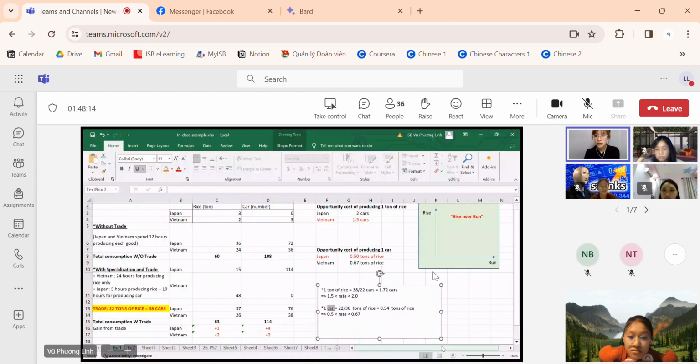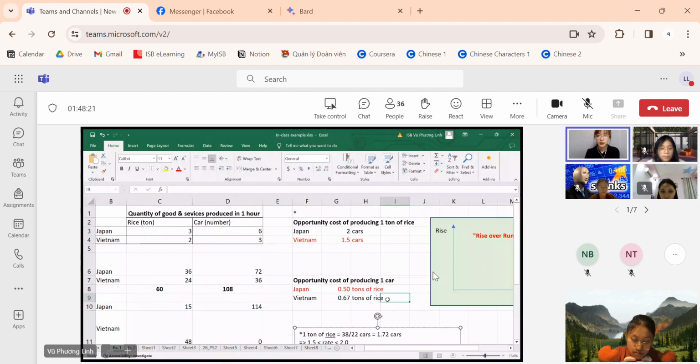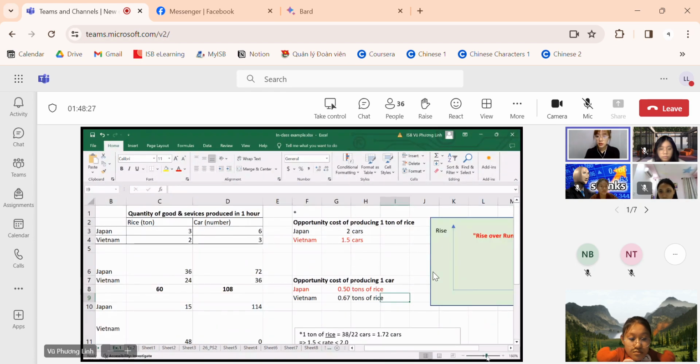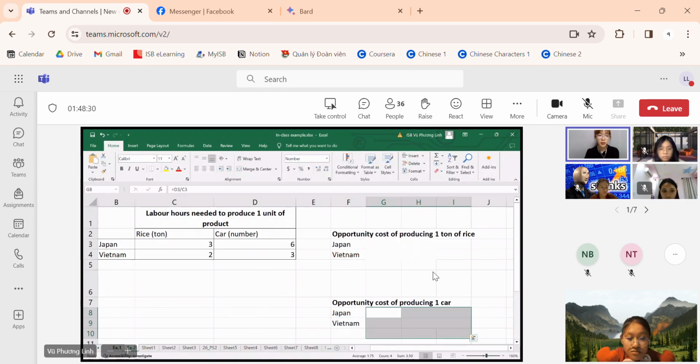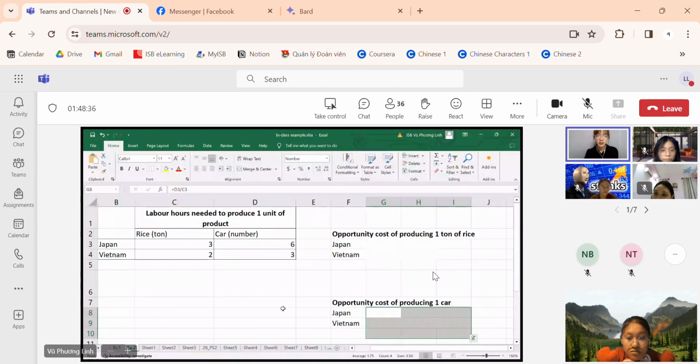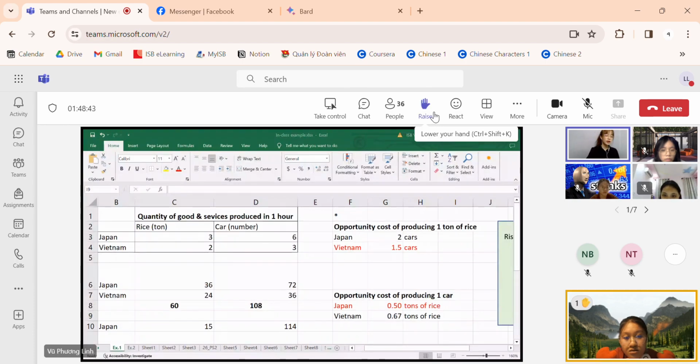Look at here. This is our first exercise, about Japan and Vietnam. And this is the second exercise. Do you think the second is similar to the first exercise? This is the second exercise, this is the first exercise. Is it similar or different? And what is the difference? Raise your hand and tell me. Yes, Bảo Lâm.